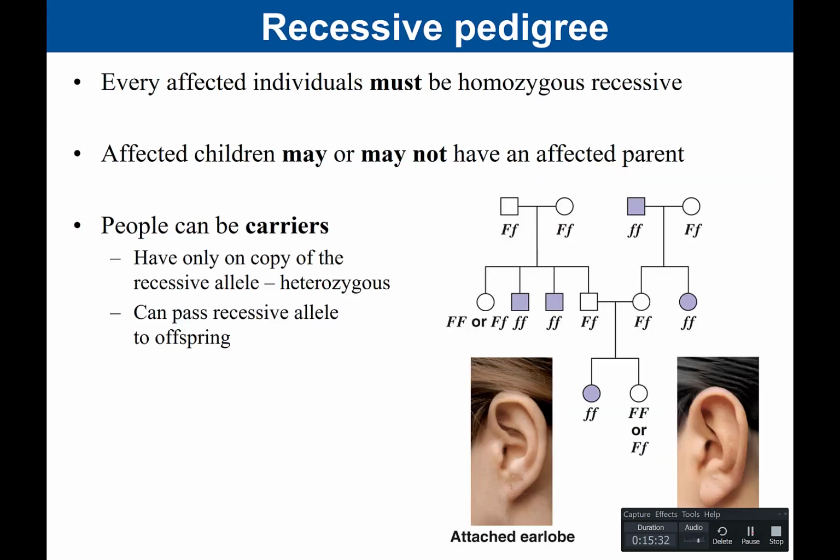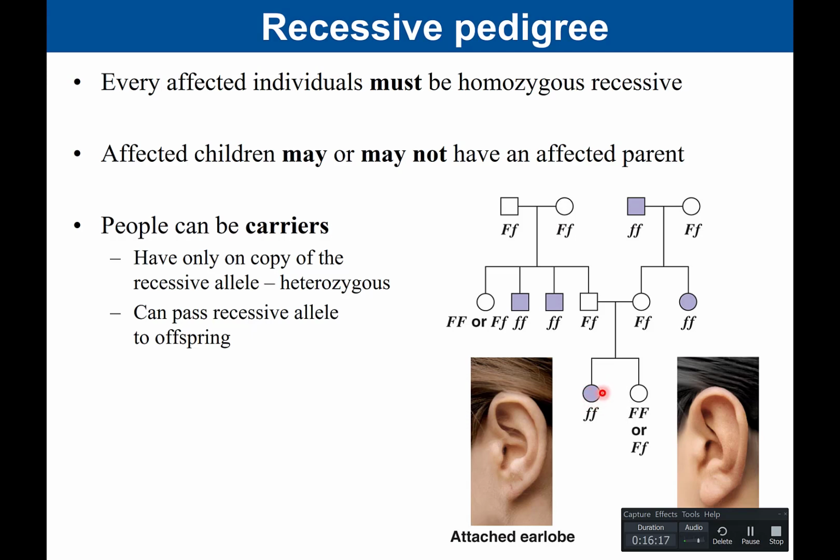So a recessive pedigree. In a recessive pedigree, every affected individual must be homozygous recessive. So notice that all of the ones that are filled in are little f, little f. That's attached earlobes. That's recessive. Affected children may or may not have an affected parent. So notice if we look down here, here are two parents, neither of them have the trait, and they have offspring that have it. That right away, when you see that, you go, aha, this trait has to be recessive.